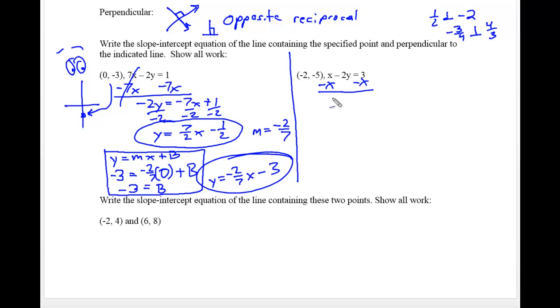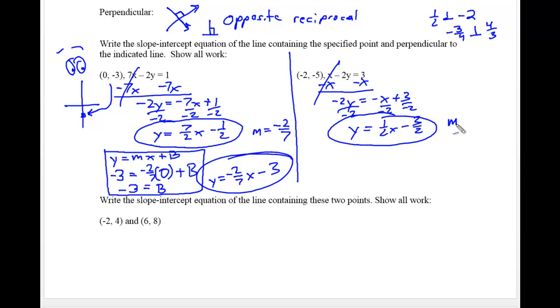So we're going to subtract the x from both sides, so -2y is equal to -x plus 3. It is not a mistake that I chose, if you look at the problem above this on the worksheet, the same setup, but I did choose a different point here. So this is going to be +1/2 x minus 3/2. This, again, is our line number 1.